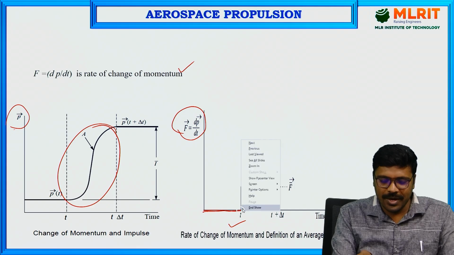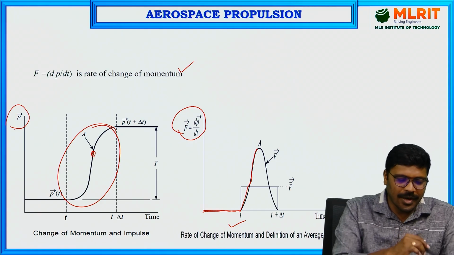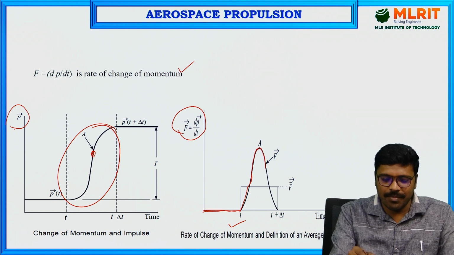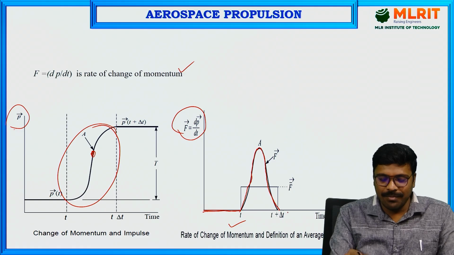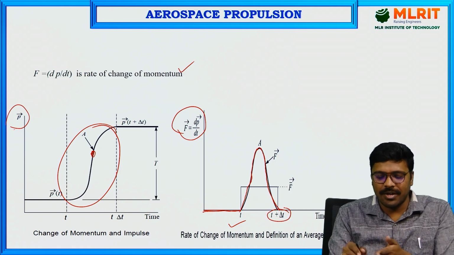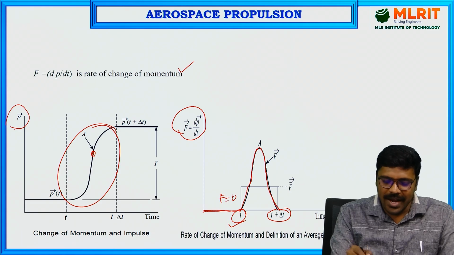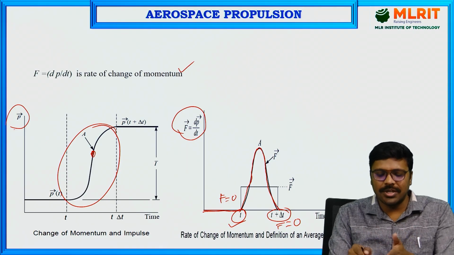The force applied on the body is continuously increasing up to some point A. Up to this point A, the force is continuously increasing. After that, we are decreasing the force applied on the body. Finally, at time t plus delta t, the force applied on the body is 0. At time t the force is 0, and at time t plus delta t the force is also 0. But what happened in between time t and t plus delta t?